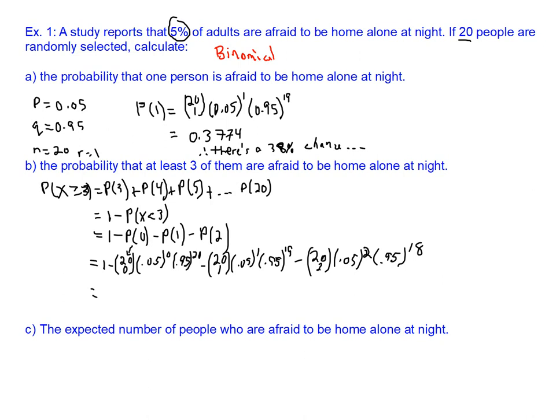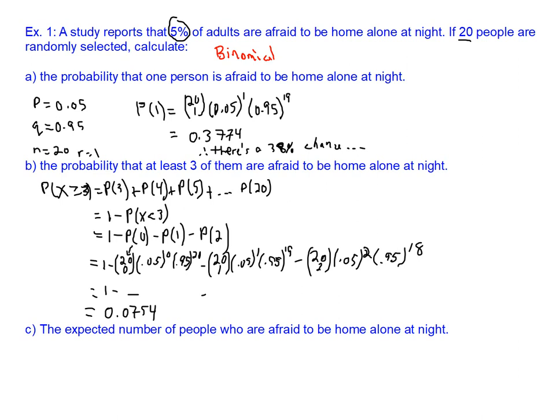I would probably do it in steps, but just to save us a little bit of time, the answer here would be 1 minus whatever each of these things works out to be. And I think the answer here works out to 0.0754. So about an 8% chance that at least 3 of them will be afraid to be home alone at night.